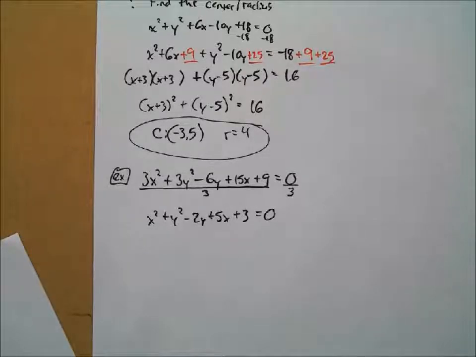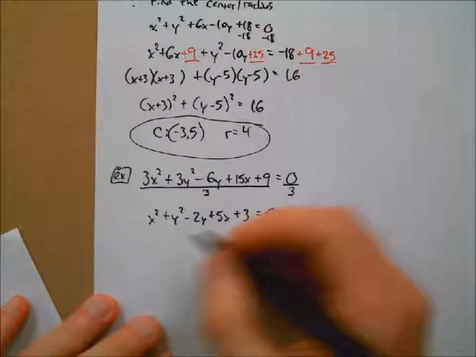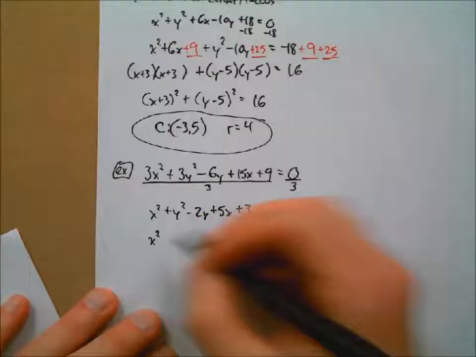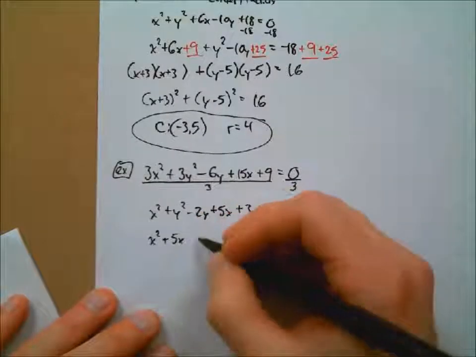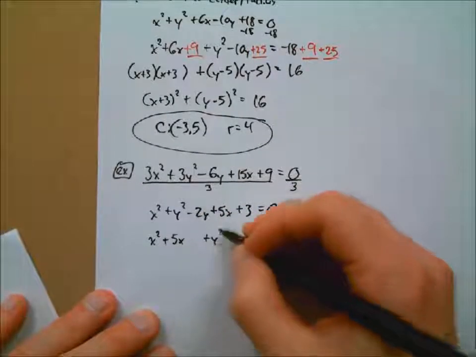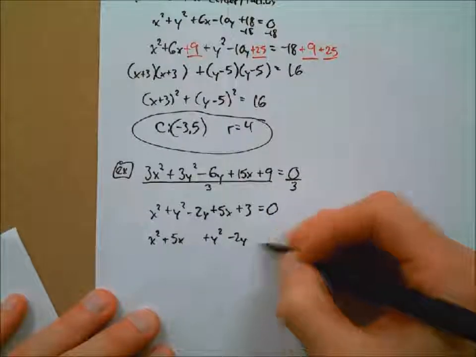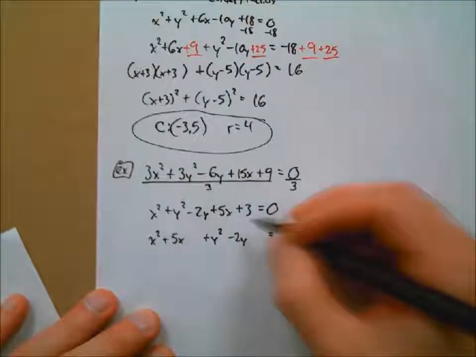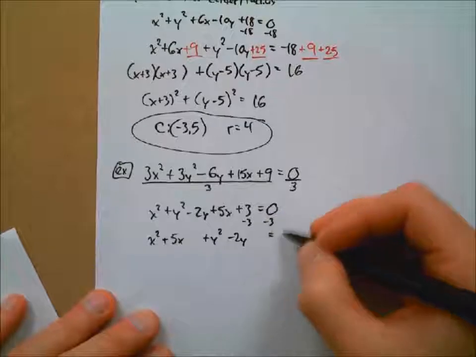Okay. So again, we will collect our x terms and y terms together. So it'll be x squared plus 5x, leave some space, y squared minus 2y, leave some space, equals, and then we'll move that 3 over. So equals negative 3.